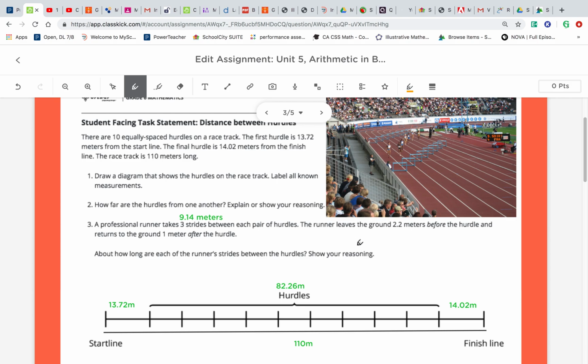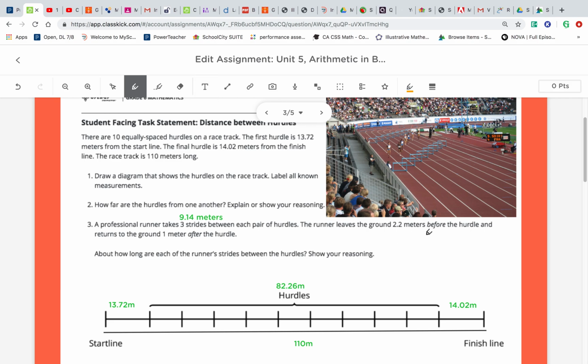So if we want to know how long each stride is, we have to take their jump over the hurdle out of the mix. So it's not 9.14 meters that we're going to divide by 3. It's going to be however many meters there are after we cut out their jump. So we want to know how much space they covered in their jump. And it's 2.2 before, and then they're kind of going over that space. And then once they get over the hurdle, it's another meter after that. So it's actually going to be 2.2 plus 1, or 3.2 meters that we're going to subtract from this to get the distance.